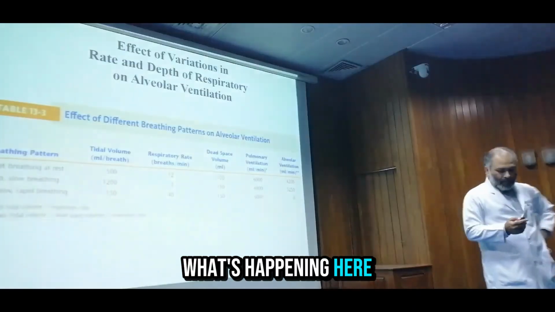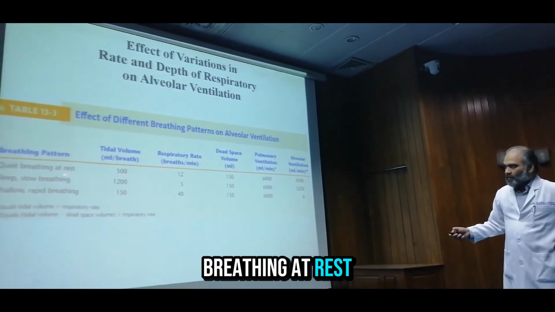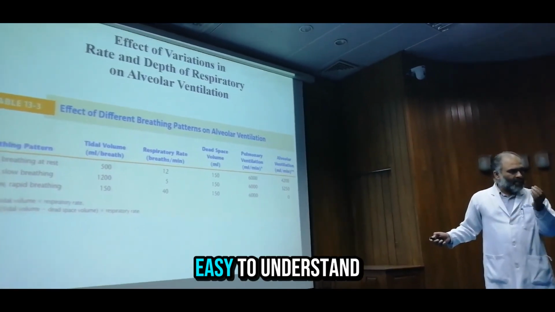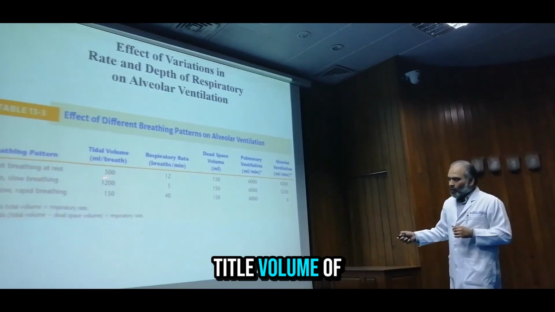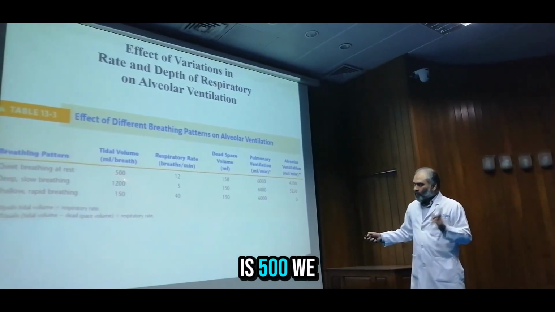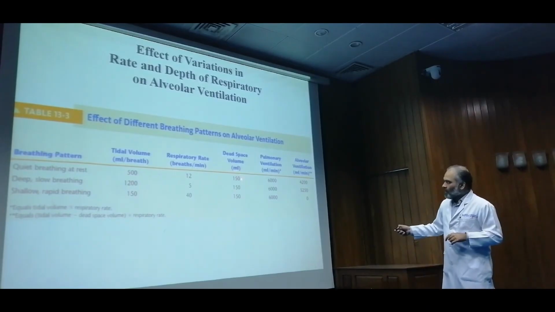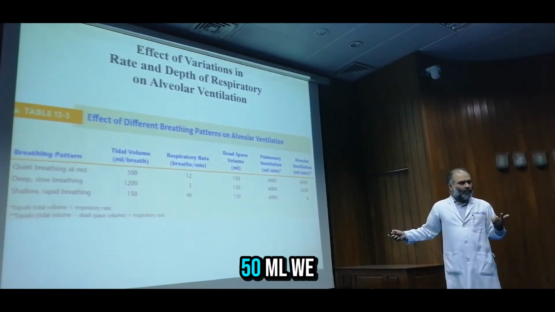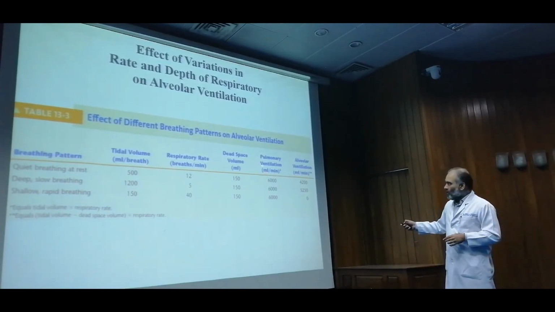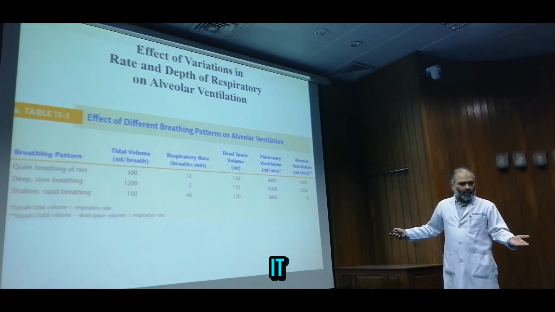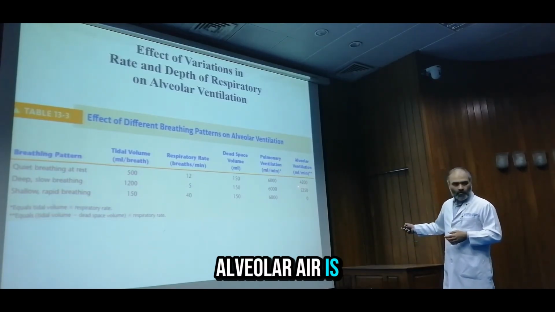What's happening here? Normal quiet breathing at rest. This actually gives you a lot of information in a very easy to understand format. Tidal volume of normal quiet breathing is 500. We know that. Respiratory rate is 12. We know that. Dead space is normally 150 ml. We know that. You calculate pulmonary ventilation, or minute ventilation, is 6000. We just did it. Out of which alveolar air is 4200.